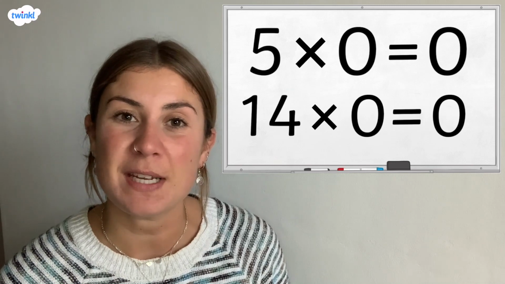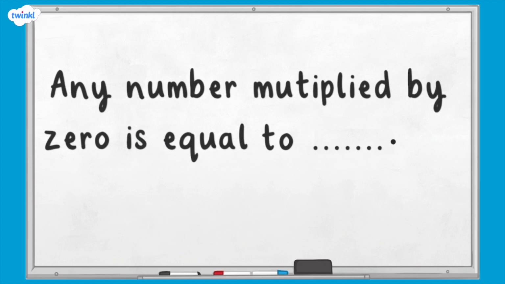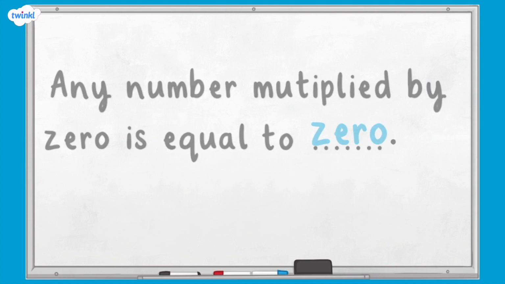What do you notice about the results of multiplying by 0? Well, we can put this into a stem sentence. Can you complete this sentence? Great. Your sentence should say, any number multiplied by 0 is equal to 0. We have noticed that any number multiplied by 0 is equal to 0.